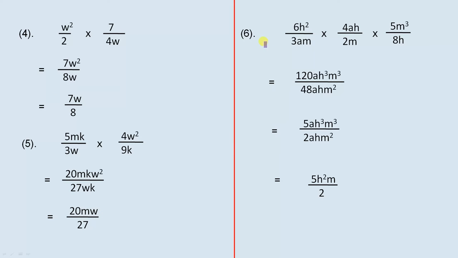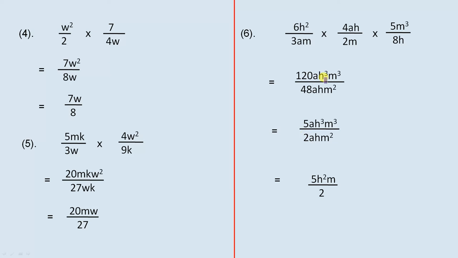Number 6, we multiply those three terms together. So when we multiply the numerators together, we get that term. When we multiply the denominators together, we get that term. Now we can cancel 120 over 48. 24 into 48 goes twice. 24 into 120 goes 5 times. So we have 5 over 2.